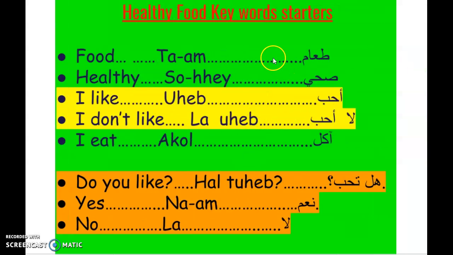This is your healthy food key word starters. Again, food is طعام, healthy is صحي, I like أحب, I do not like لا أحب, I eat آكل, and yes is نعم, no is لا. The question, do you like, is هل تحب. All right, boys and girls, you have it already in your Arabic daftar. So let's go ahead and see what we have next.